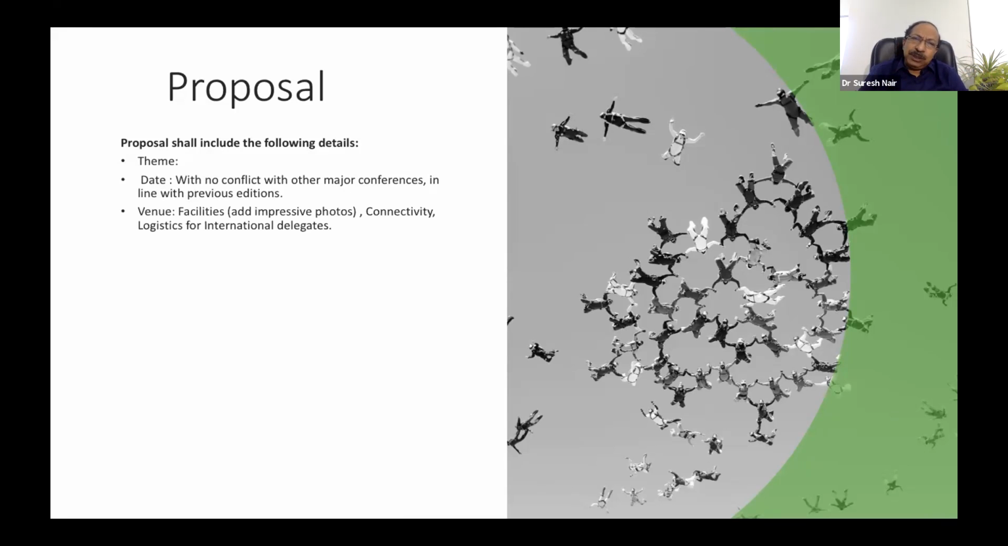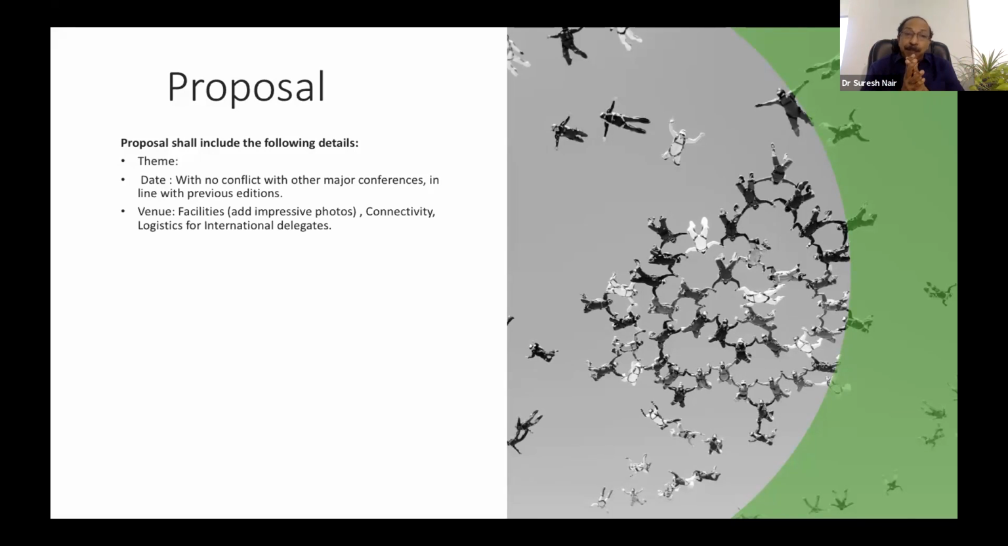Then while giving the proposal itself, you need to identify the venue, where you are going to hold this, and show the facilities with impressive photos, because the people who are going to evaluate this proposal are not going to come here. So we need to give adequate information so that it gives an idea about what things are to be done. They have a very good venue. They have already selected the date and things like that.